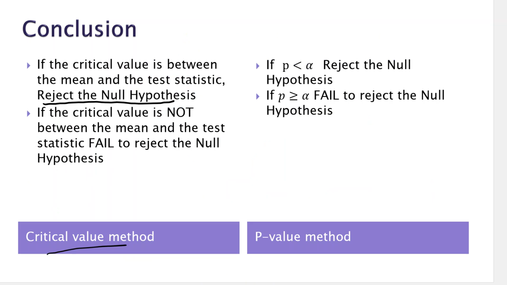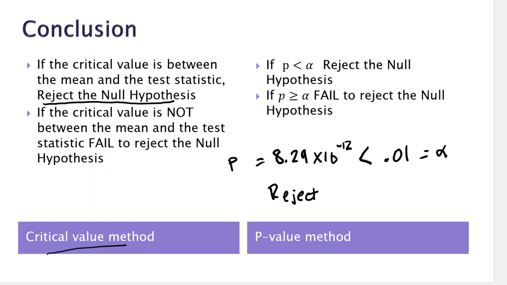Okay, so if the p is less than our alpha, we reject the null. So here we know that 8.29 times 10 to the negative 12 is less than 0.01, which is our alpha, and that's our p. So we're going to reject. We're going to say we have evidence to reject the hypothesis that the mean is 100. We have evidence to conclude that the children who've been exposed to this lead have a lower IQ than the population.